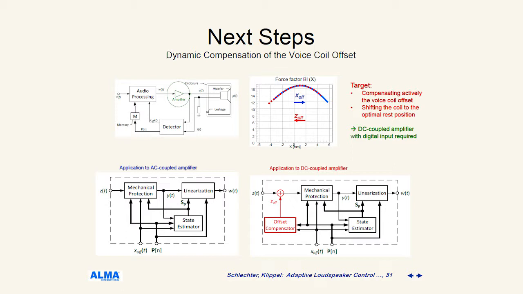If you have an analog input, it's a very dangerous thing to add some DC. But if you have a digital input amplifier, you can add the desired DC voltage and it will shift the rest position of the driver to the optimal position. For that, we would need some offset compensation, add a small DC voltage, a few hundred millivolts or even less might be sufficient to have the loudspeaker at the perfect position.